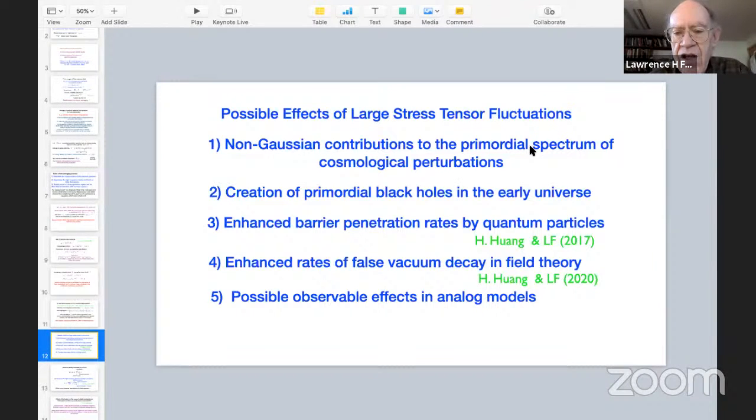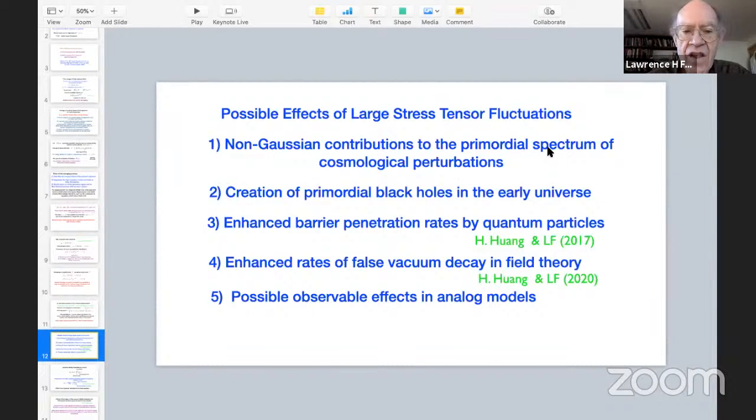The scalar perturbations are the density perturbations that later grow to become galaxies. And the conventional picture in inflation is that this primordial spectrum is approximately Gaussian. It comes from the free field fluctuations of an inflaton field, which is believed to drive inflation during the inflationary period, hence giving the Gaussian spectrum.